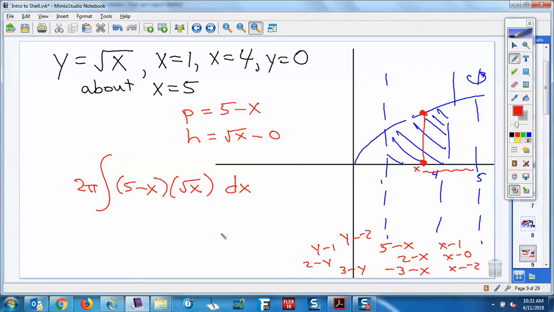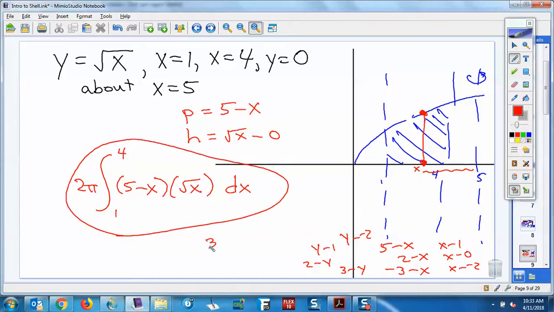Now, you see why the empty space doesn't matter in a shell method. How did we take care of the empty space? We only went from 1 to 4. What if there was no empty space? What if this region went all the way to the 5? Then our integral would have gone 1 to 5. You see how that takes care of the empty space? We only do the integral from the part where the strips are in, the solid part. So we don't have to worry about the empty space, which is another nice thing about the shell method. It just takes care of itself.